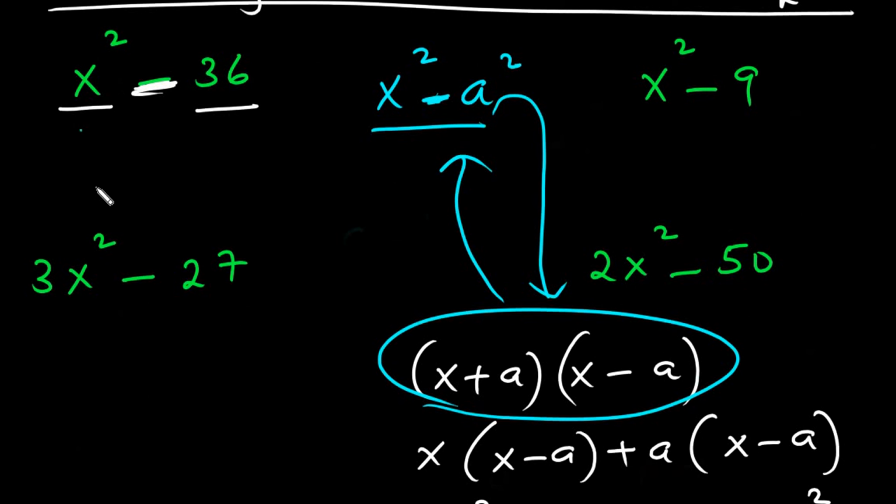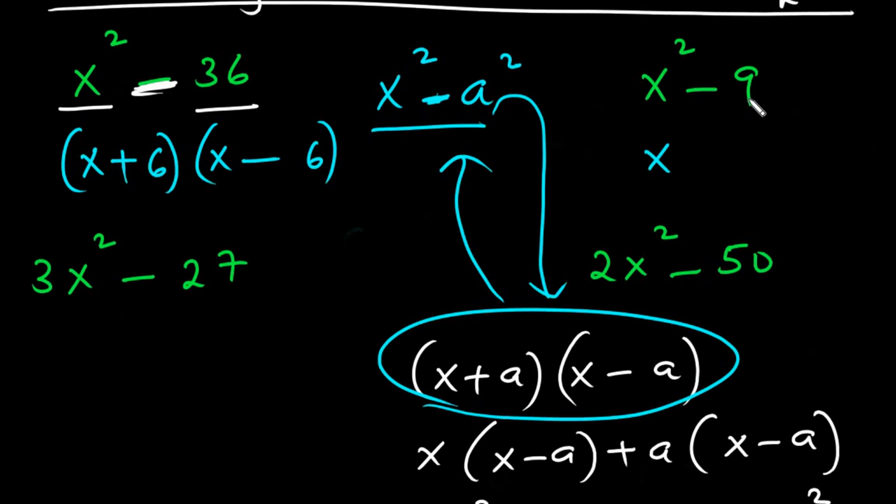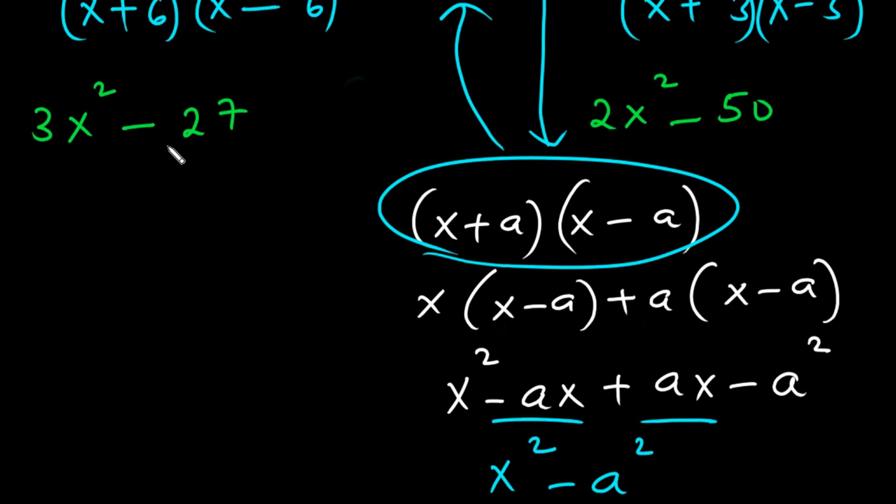For this case, the square root of x squared is x and the square root of 36 is 6. Then one of them we put a plus sign and the other a negative sign, to resemble this one. And that is all. It's that simple. For this one, the square root of x squared is x and the square root of 9 is 3. So we're going to have x plus 3 and then x minus 3. As simple as that.